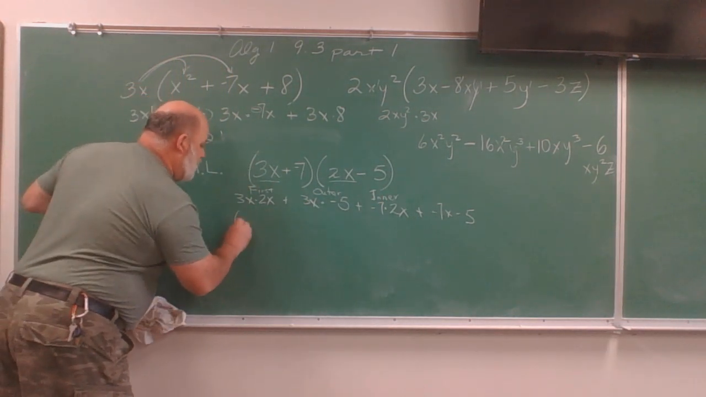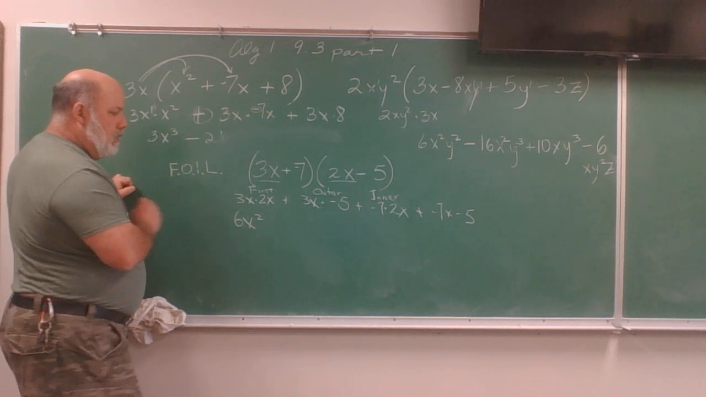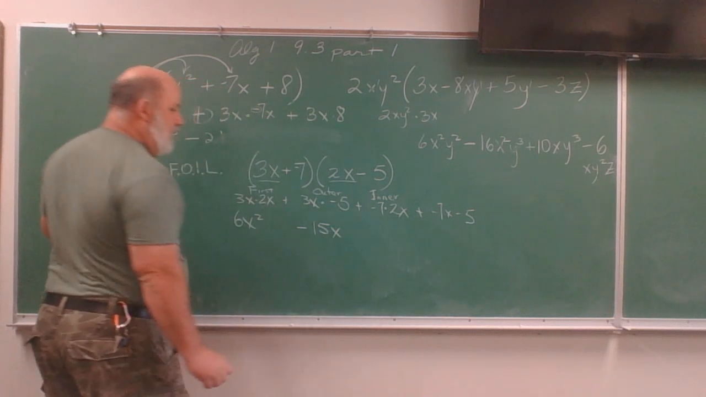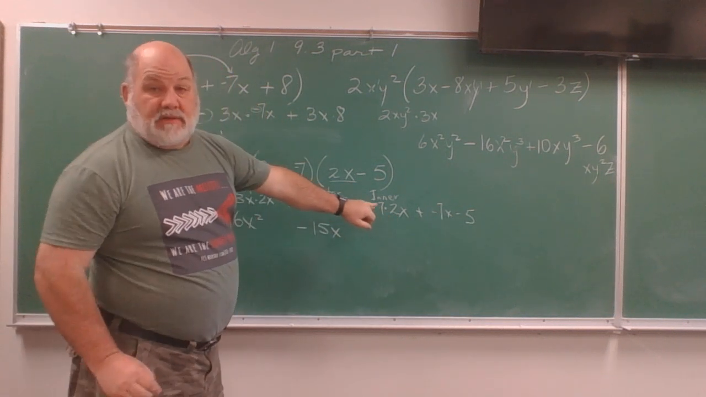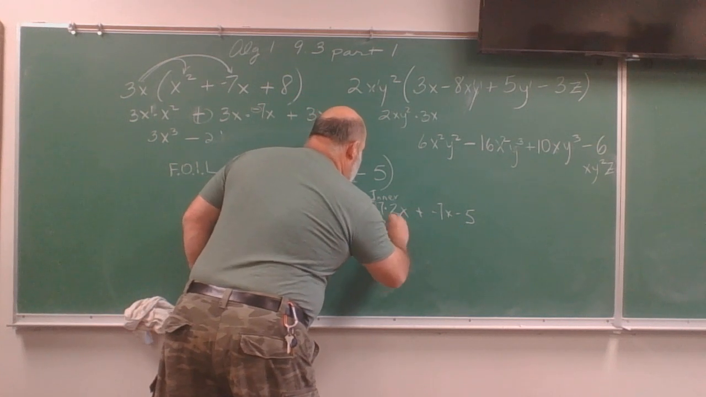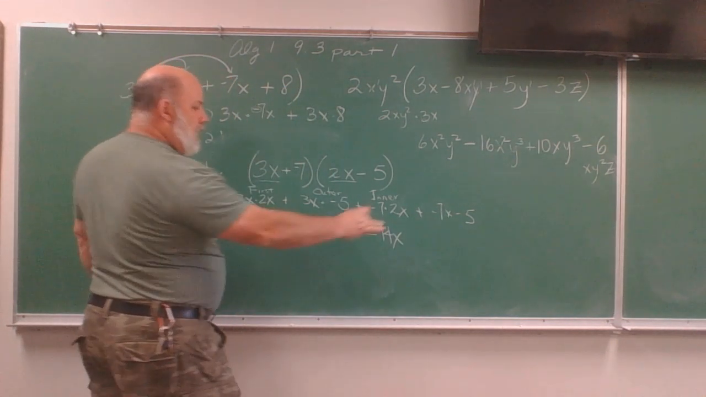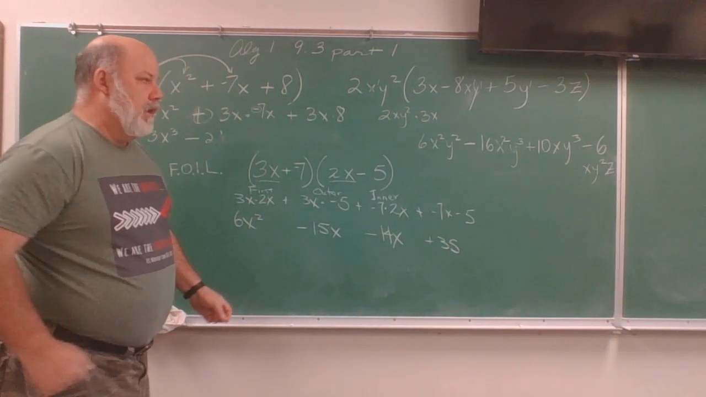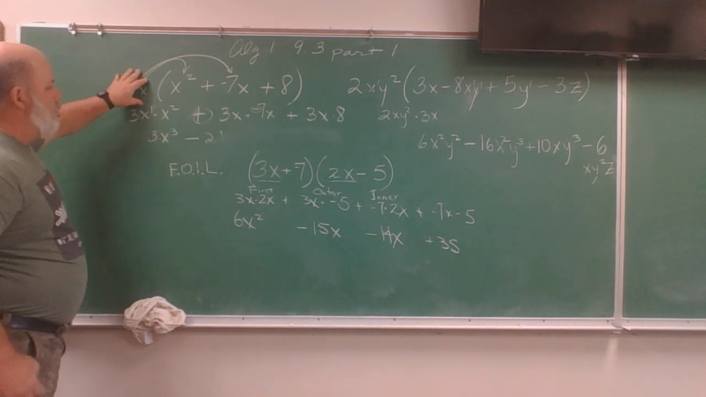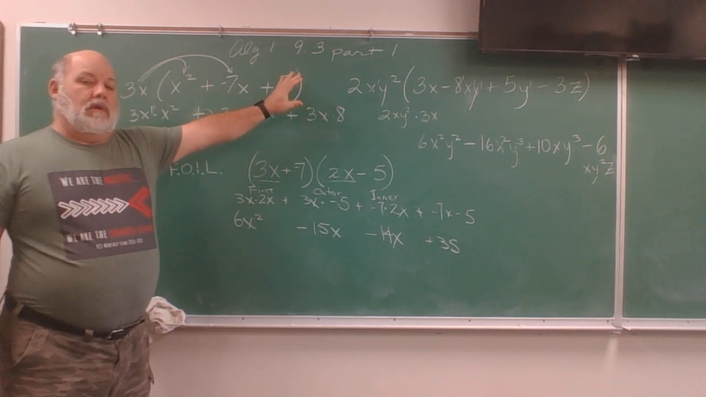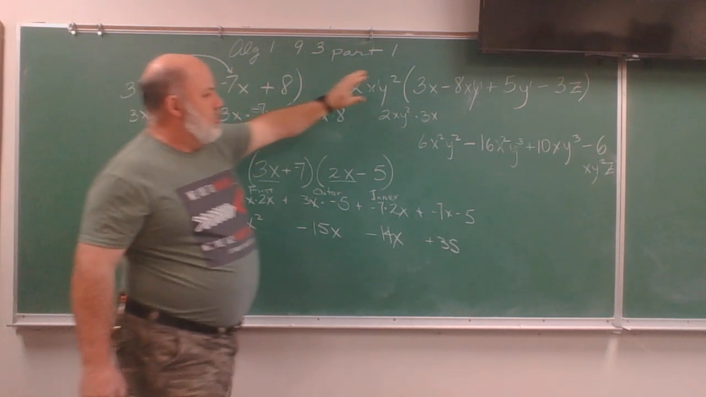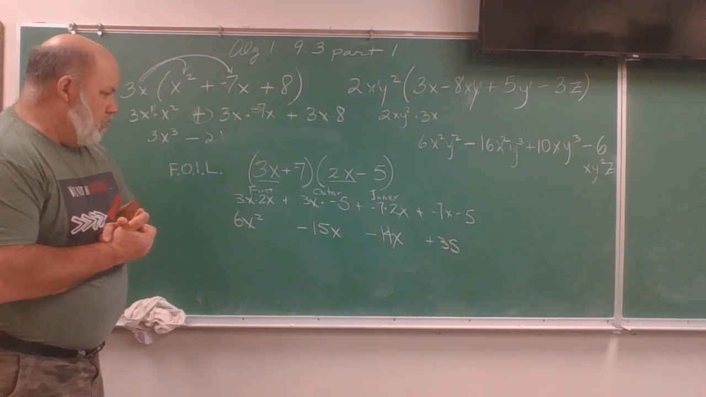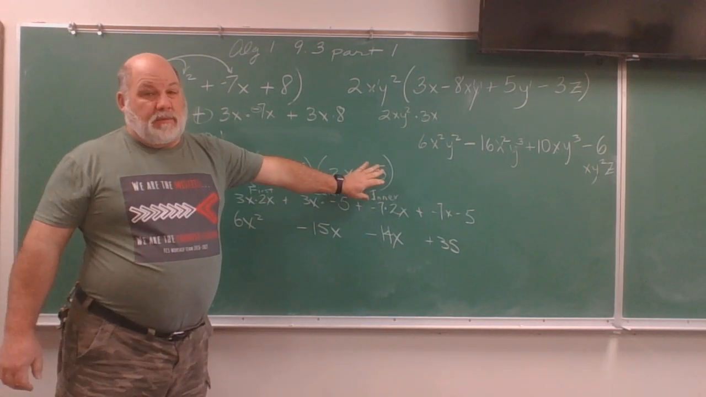This will give me 6x squared. A positive times a negative will give me minus 15x. A negative times a positive will give me a negative 14x. And then a negative times a negative will give me a positive 35. There you have it. Now up here I said that when you had a monomial times a polynomial, if these didn't combine in the original problem, they're not going to combine in your answer. That is not always true, particularly when you have a polynomial times a polynomial.